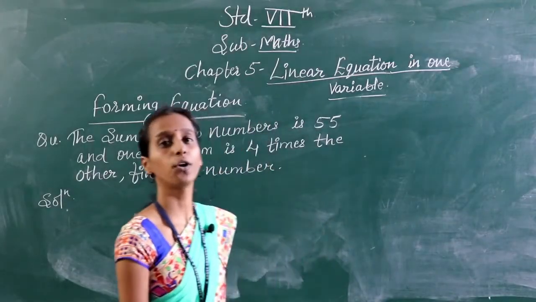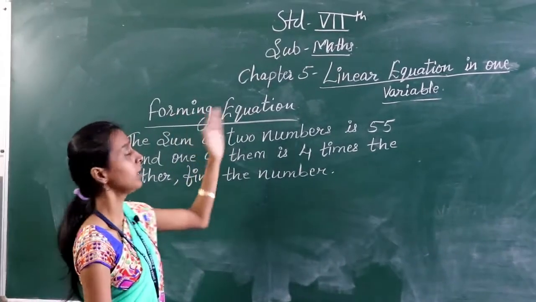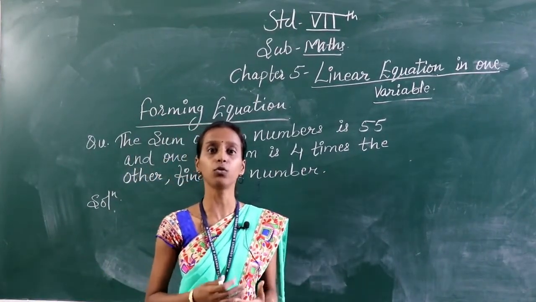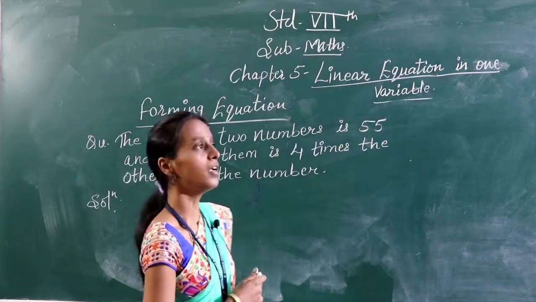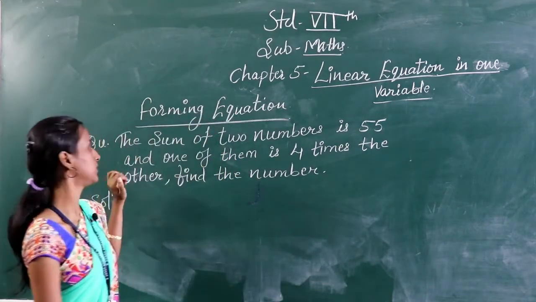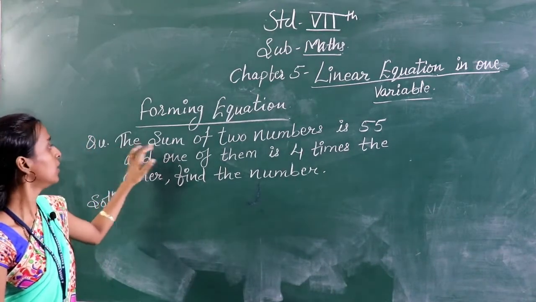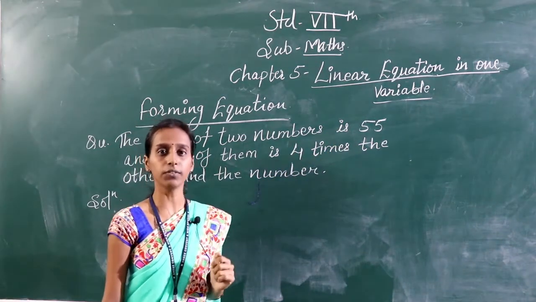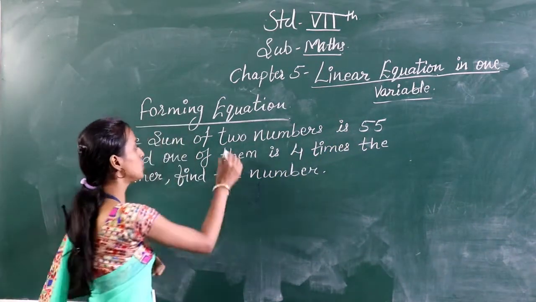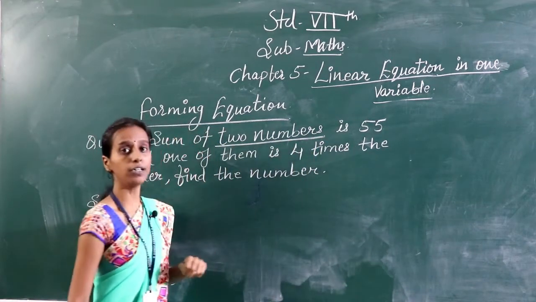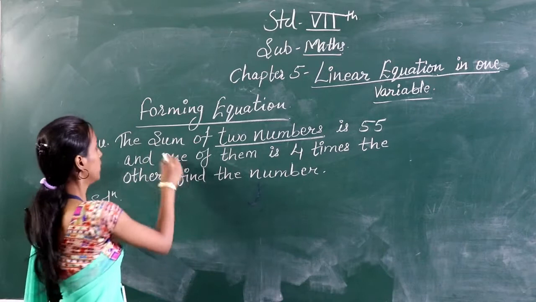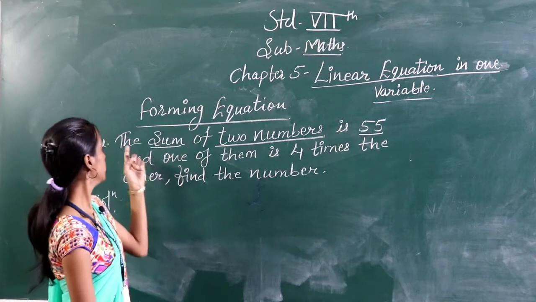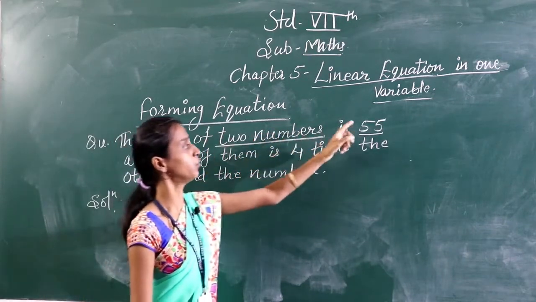Now we will go for our last topic, that is forming equations. You will not always directly get the equation. Sometimes you have to form the equation. So how can you form equations? See, here I have taken one example. What is given in the question: the sum of two numbers is 55. So it is given that you have two numbers. How many numbers do you have? Two numbers. And their sum is how much? 55.